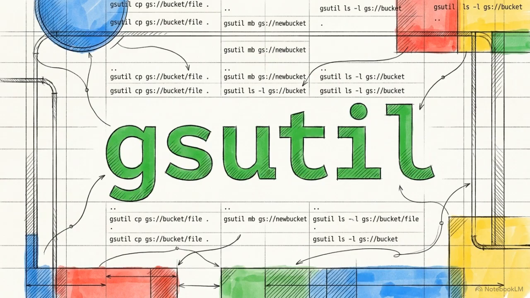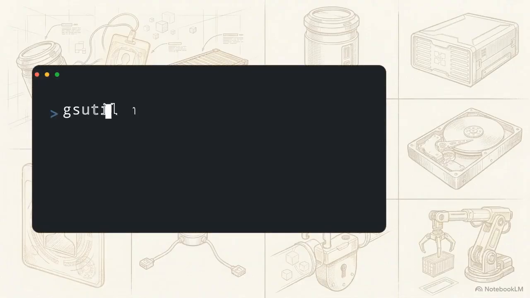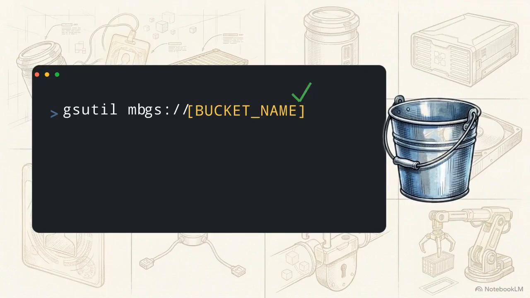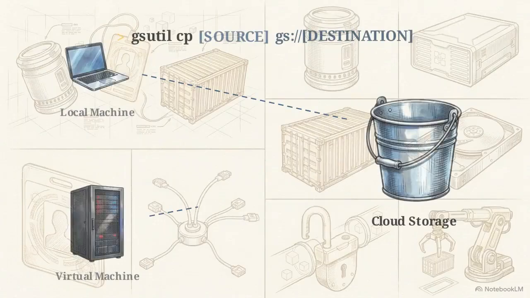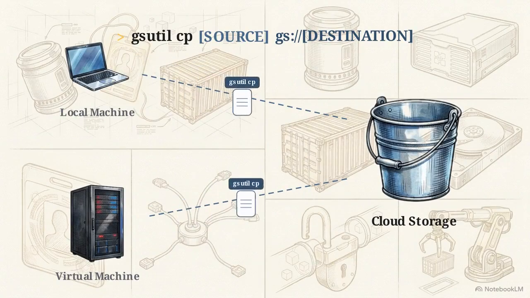Google Cloud relies on a specific CLI utility called gsutil to execute all operations within cloud storage. To create a new bucket, use the make bucket command, gsutil mb, followed by the cloud storage path and bucket name. That bucket name must be globally unique, never sharing a name with any existing Google Cloud bucket. To move data into that bucket, you use the gsutil cp command. This copies files from your local physical machine or a virtual machine directly into the remote storage destination.